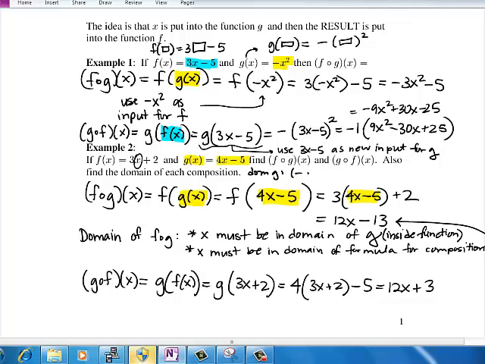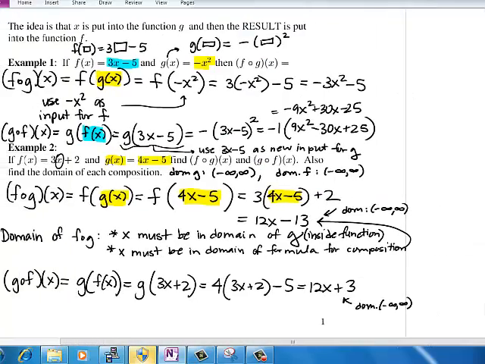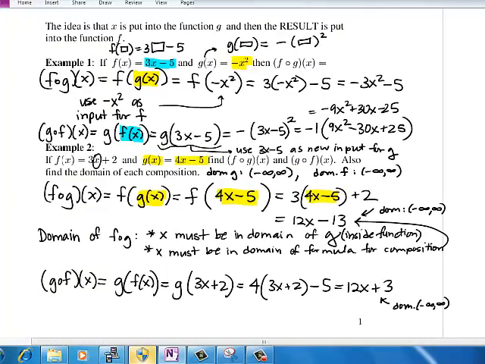because g is just linear. And we'll need this in the next step. The domain of f is also all real numbers, because f is just linear. And in this case also, the domain for that 12x minus 13 is also all real numbers. And the domain of 12x plus 3 would be all real numbers. So since there aren't any restrictions anywhere along the way, the domain for the composition will be all real numbers.